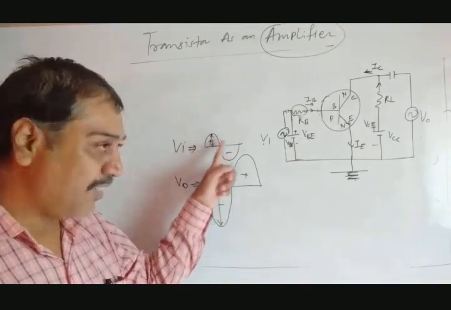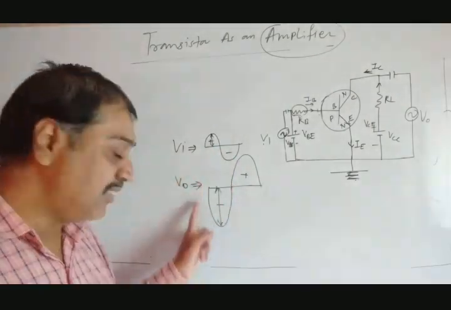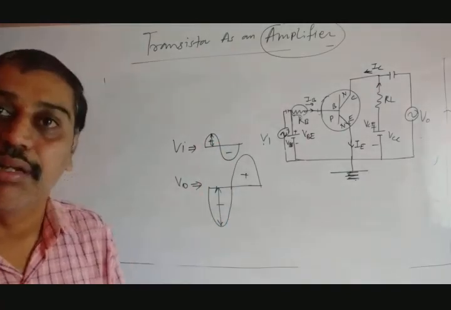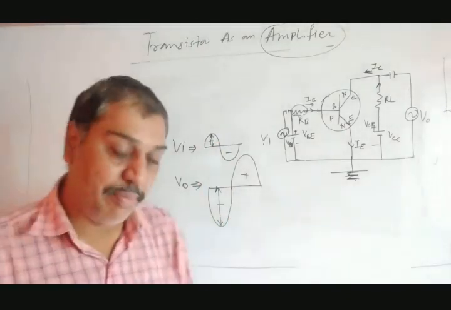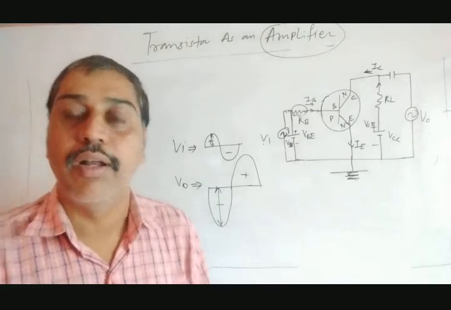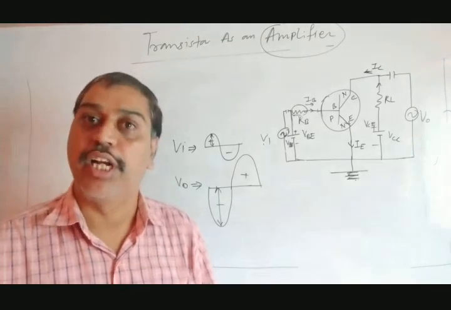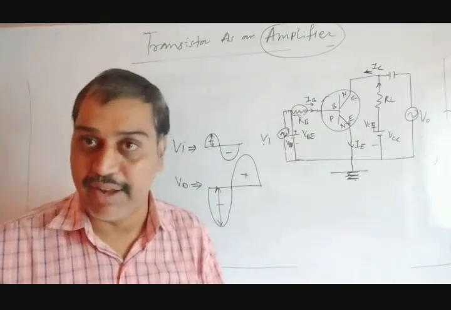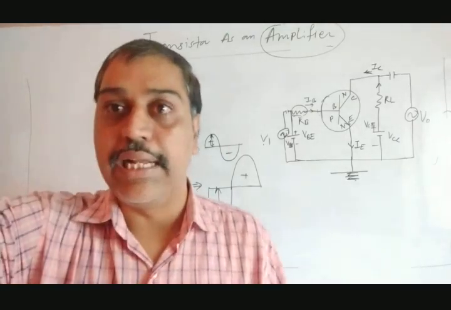So if it is positive here at the input, at the output it is negative. And that is nothing but an amplification process in the case of a transistor. I hope you got transistor as an amplifier, especially transistor as a common emitter amplifier. Okay, it will increase the strength of a signal. Let's go to the next part.